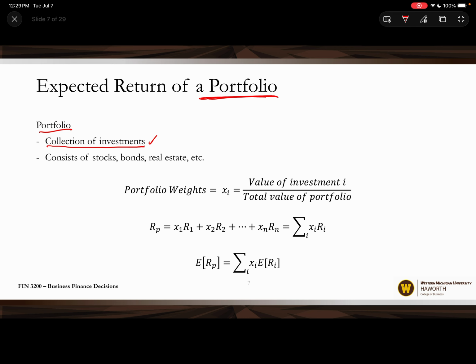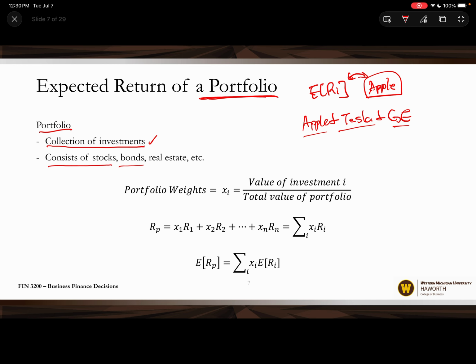So far we talked about the expected return on stock I. For example, if you invested in Apple, what is the expected return? That was what we did. But here we're getting into portfolios. That is, if you hold Apple and Tesla and GE, or it could just be 2 stocks, now you have a portfolio. It's a collection of stocks, bonds, real estate, cash, cryptocurrency, whatever. Just a collection of different securities.